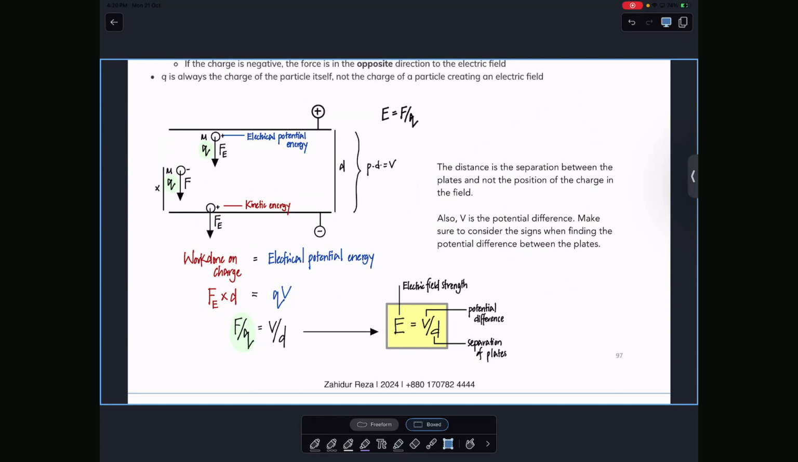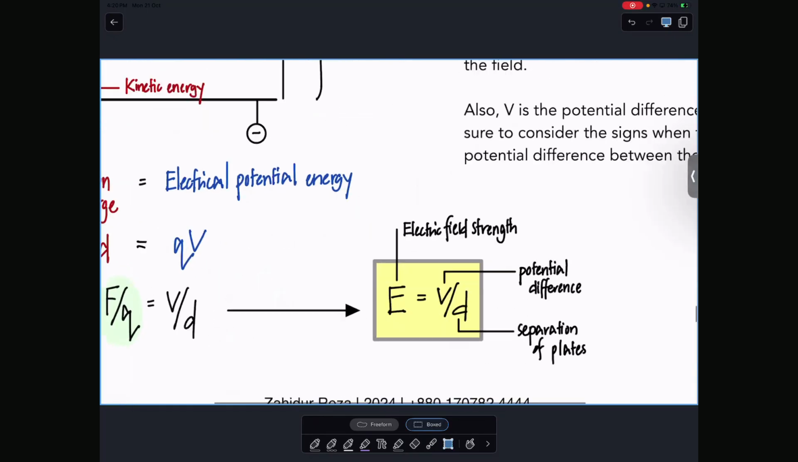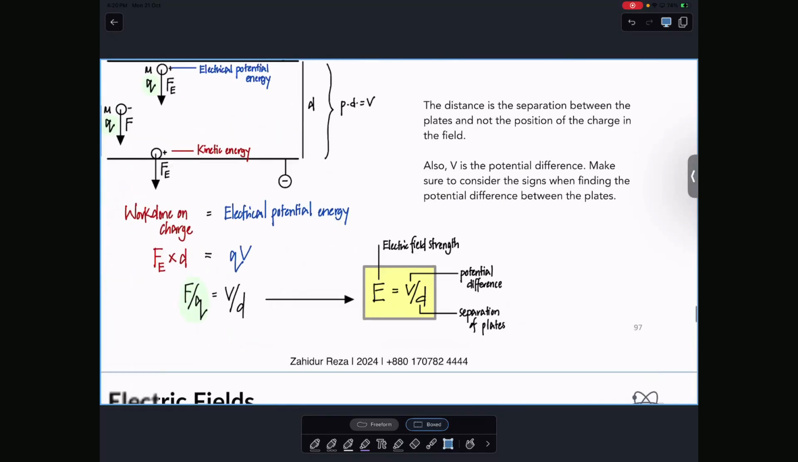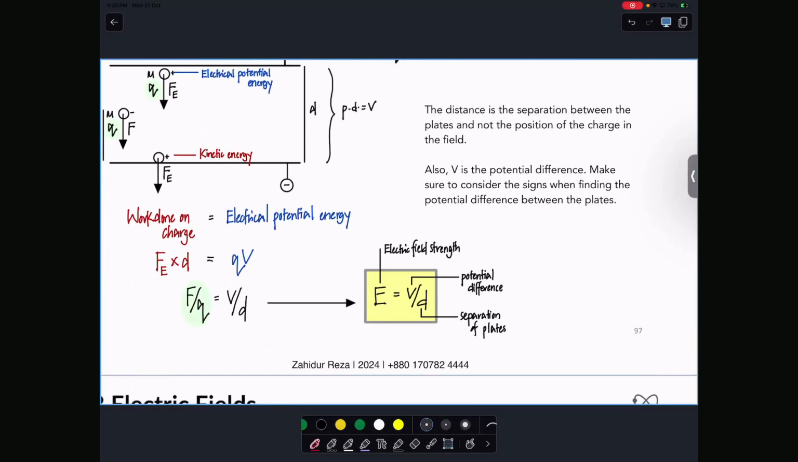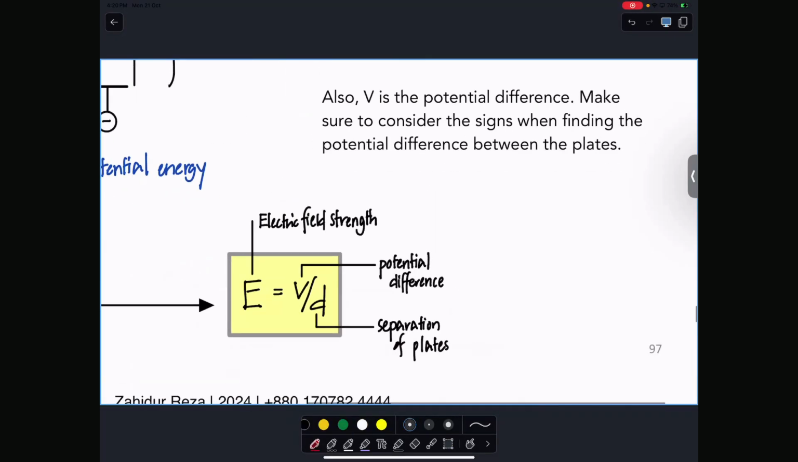Okay, a couple of questions before I move on. So this is it, E equals V by D. But strictly, this is only applicable for what? Only applicable for a uniform field.